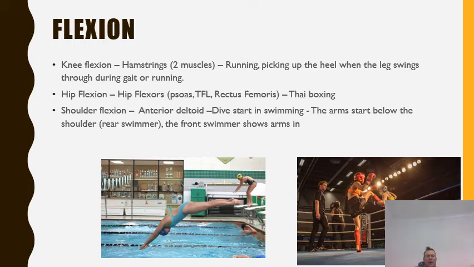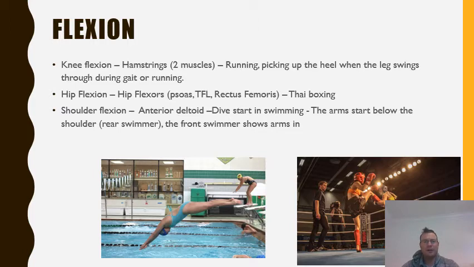So have a think about how flexion is used in these sporting movements. If we're looking at knee flexion, here we've got a person Thai boxing. Can you see they flex their knee, but they've also flexed their hip. So we've got two examples of the knee and hip flexion being used.